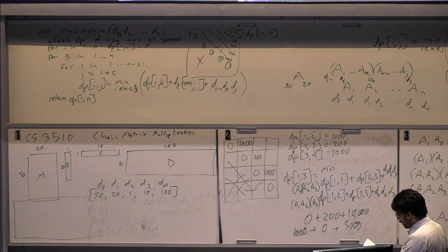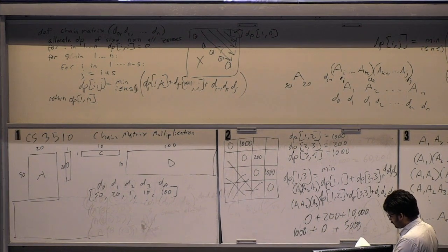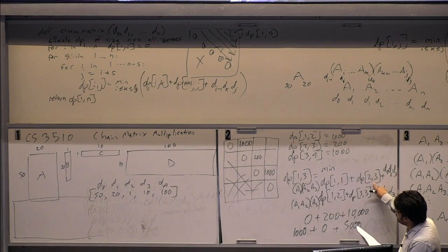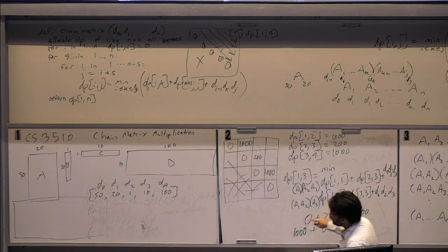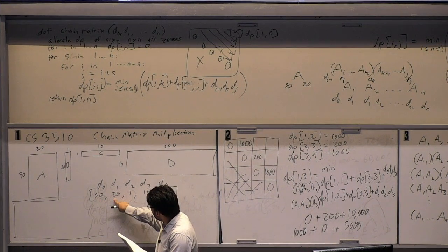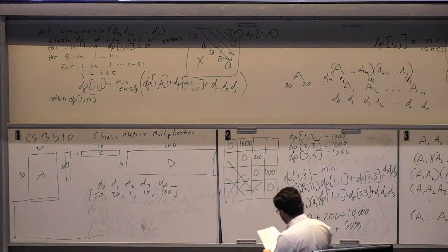So the minimum of... I think we've made a mistake here. Well, D1 is supposed to be 0. DP1-1 is supposed to be 0. DP2-3 is supposed to be 200. And then D0, D1, D3 is supposed to be 50 times 20, which is going to be 500 times 2, which is 1,000. And then D3 is supposed to be 10,000. So my notes are incorrect here.